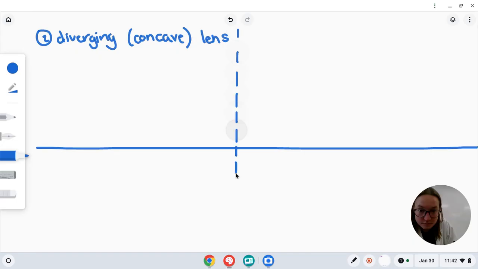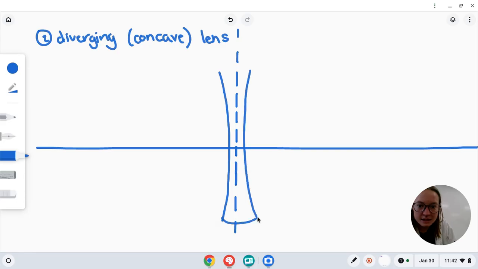And now I'm going to set up my little diverging lens. The way that I'm going to draw it is I'm going to draw on both sides. I get a little cave in on this side and a little cave in on this side because it's a diverging lens. Here you can see that the ends are a little bit thicker than the center. And we'll call our little center point here C.